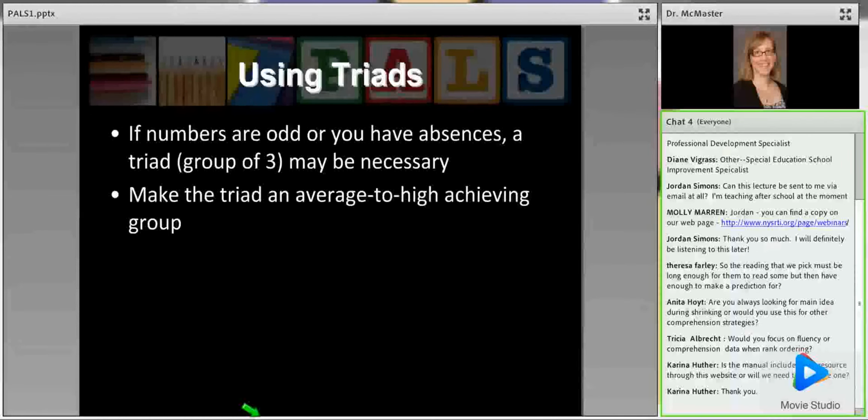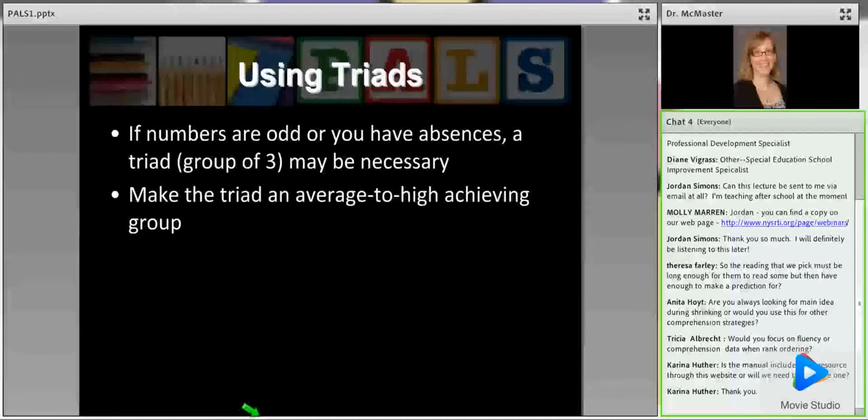So you might also be thinking, well, I have an odd number of students in my class, or a lot of times my kids are absent. What do you do if you have an odd number of students? It is quite possible and appropriate to use a triad. So if you have an odd number, you can make a group of 3, or if on a particular day a child is absent, you could put their present partner with another pair.